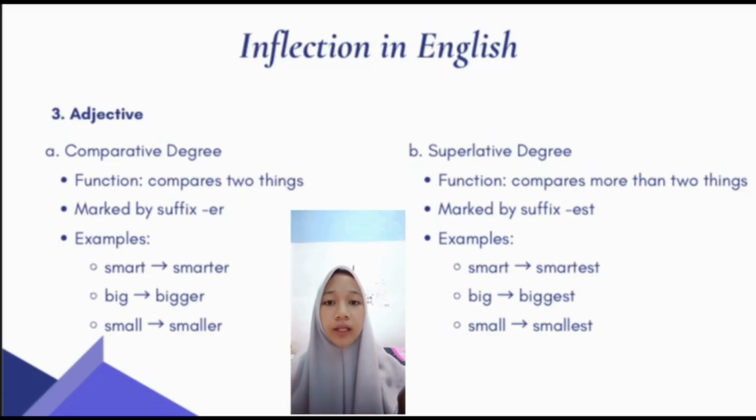And the last point is the superlative degree. The superlative degree shows the highest level of comparison among more than two items. It is formed by adding the suffix -est. For example, smart becomes smartest, big becomes biggest, and small becomes smallest. The adjective remains the same word class, but the grammatical meaning changes.